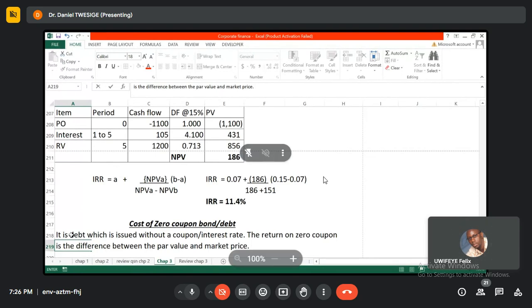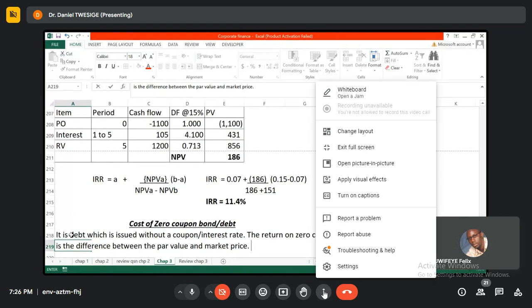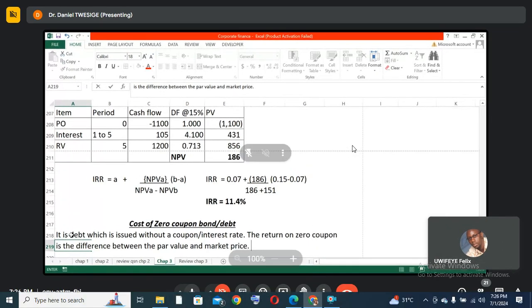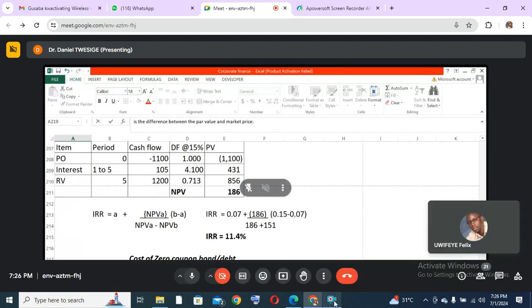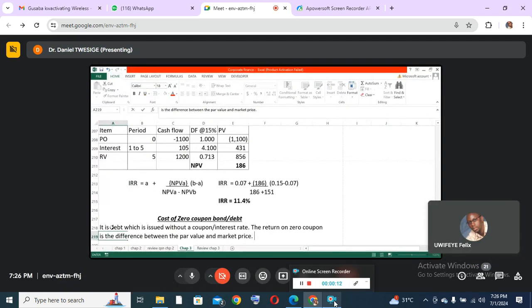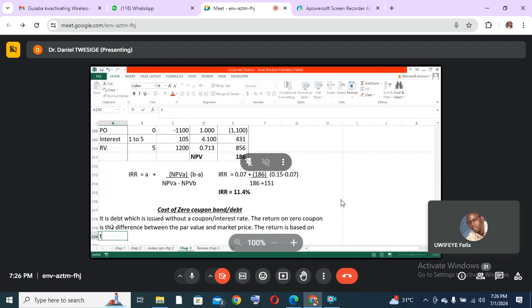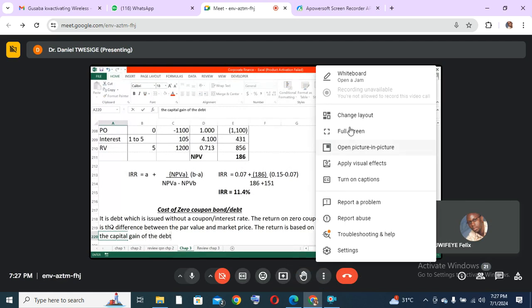You cannot calculate interest on it because the debt has no interest. So you only look at the market price. So the return is based on the capital gain on the debt.